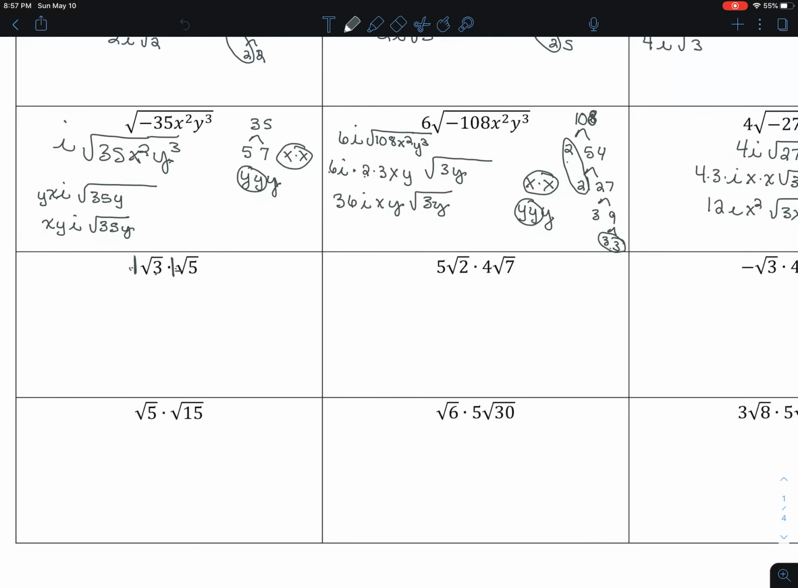Okay, welcome back. In the last video, we simplified radical expressions, and this time we're going to multiply and rationalize. When we multiply radicals, we have to remember that in order to multiply, they have to have the same index, and they both have to be inside the radical, or they both have to be outside the radical.